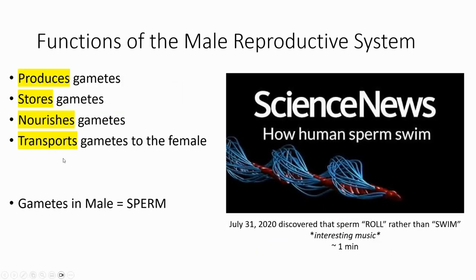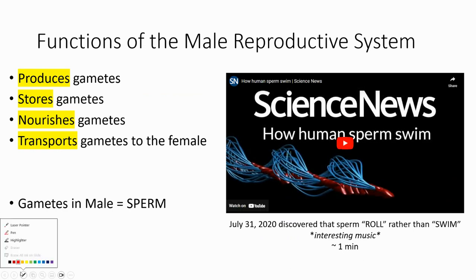Now, the function of the male reproductive system, you're definitely going to have to know this. It's going to be very similar to the female, a few little differences there. It does produce gametes, which again, for male, are going to be the sperm cells, right? Stores gametes, again, it stores sperm cells, nourishes gametes. So when we're talking about the male, we're talking about the sperm cells, and then transports those to the female.